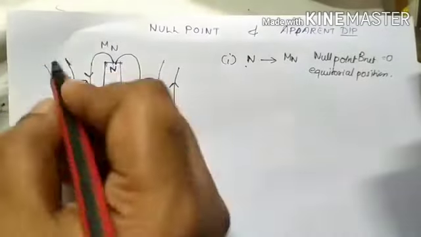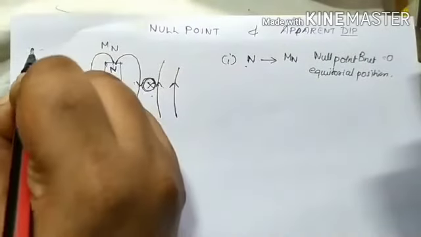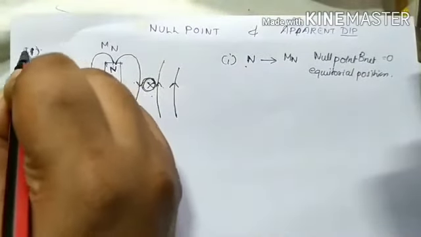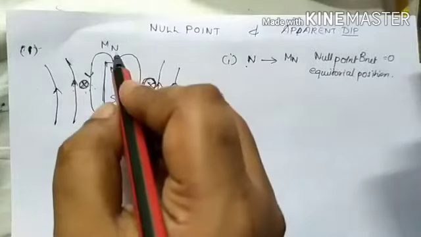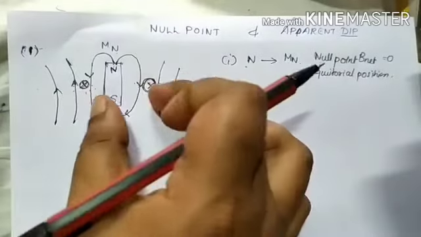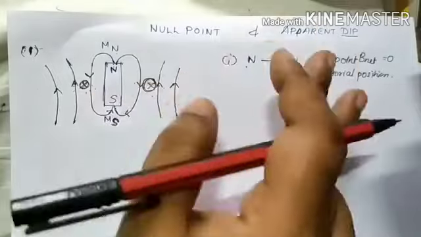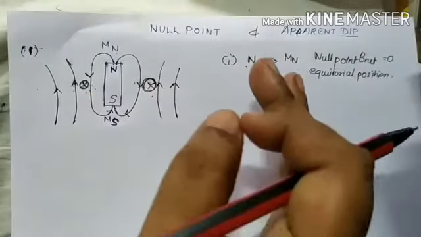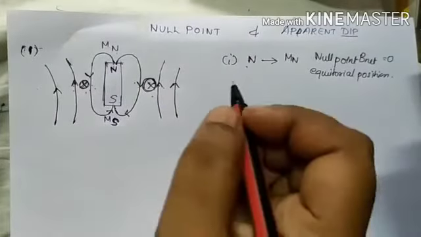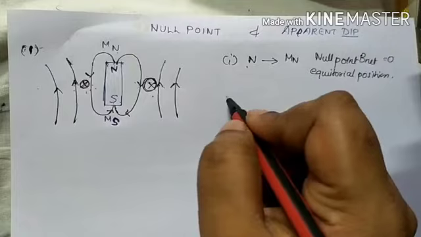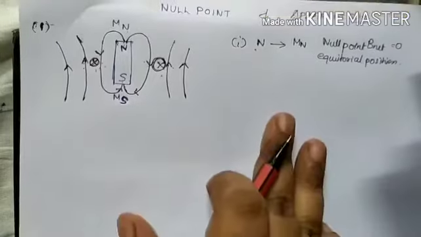So when the north is facing the magnetic north, the null point is at the equatorial position. That means at those points the magnetic field is 0. And the equatorial point's magnetic field equation you have to remember. What is the magnetic field at the equatorial point of a permanent magnet? Please learn it by heart, guys. I hope you remember. I have derived it.